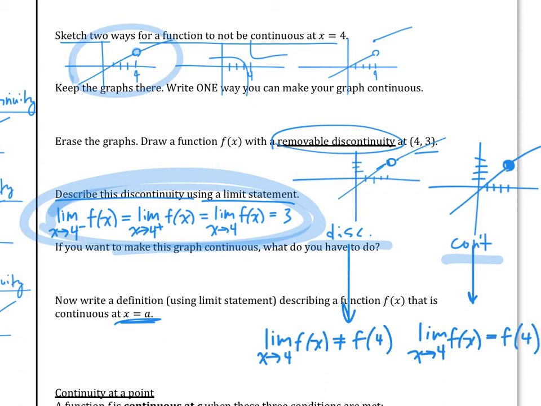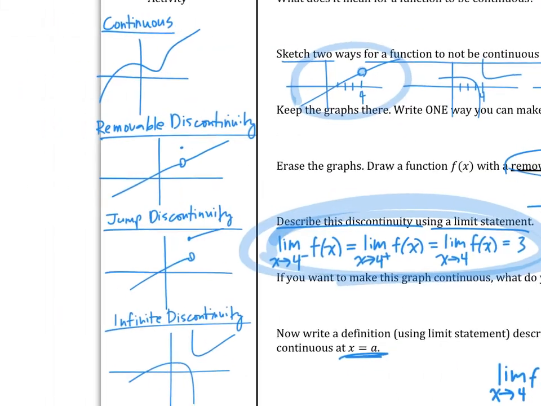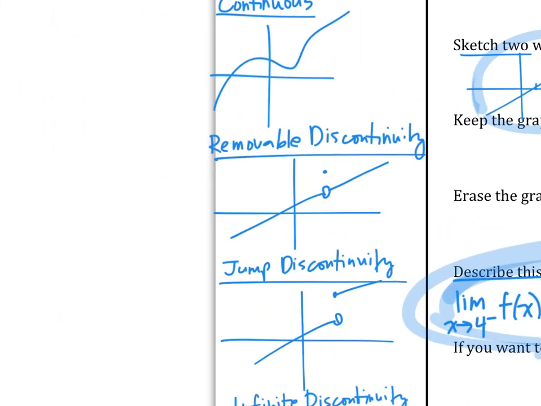Remember, f of 4 means the actual value at 4. For this function, not defined. For this function, there is a number. So the main difference is on the left, there is a limit, but at that limit, there is no number. On the right, there is a limit, at that limit there is a number, and the numbers are the same. If they're not the same, then it becomes this situation. There is a number that exists, but it's not the same as the limit.